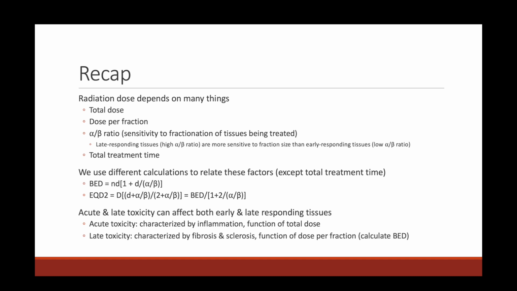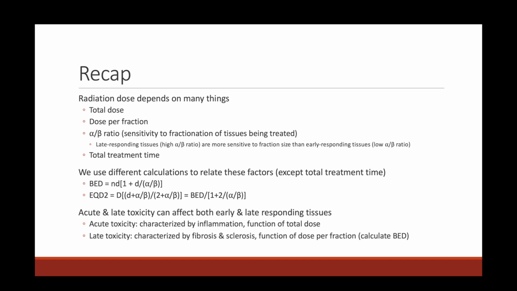There are some radiobiological equations that can account for this, but the most basic equations that we often use in clinic include the BED, which is the biologically equivalent dose, as well as the EQD2, which is the equivalent dose in 2 gray per fraction. These take into account the dose, the dose per fraction, the number of fractions, and the alpha-beta ratio, but they do not account for the time. These equations for BED and EQD2 are listed here, and you can also just go to eqd2.com and type in the parameters for any radiation regimen that you're using.